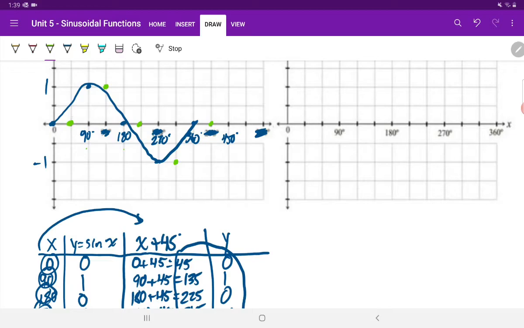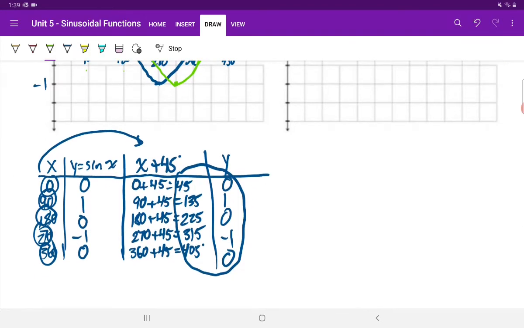And so you can see we have just plotted our second curve, which is identical to the first. The only difference is we moved it to the right 45 degrees, which means we added 45 to only my x values. My y values stayed the same. Okay, so we added 45 to all my original x values.